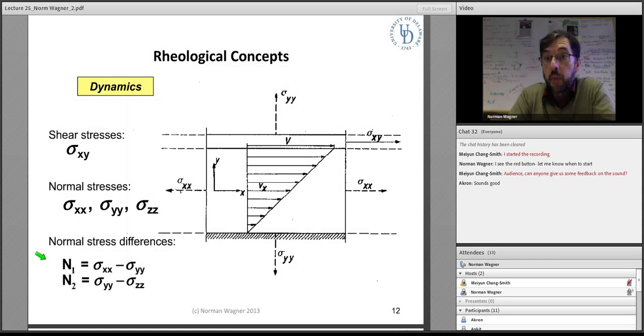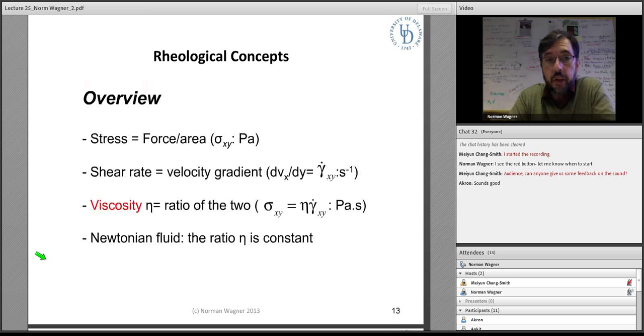These are important material properties for understanding, for example, polymer processing. Normal stresses can be positive or negative, and they can have important impacts on lubrication flows, as well as the processing of polymers. They're defined there as differences in the stress tensor along the flow direction, for example, as compared to the gradient direction. So in terms of things, we have forces, stresses, which are force per area. We have shear rates, which is the velocity gradient. The viscosity, which is the ratio of these two quantities. And for a Newtonian fluid, which we're all familiar with, water for example, at the typical shear rates we're interested in, the ratio is constant.